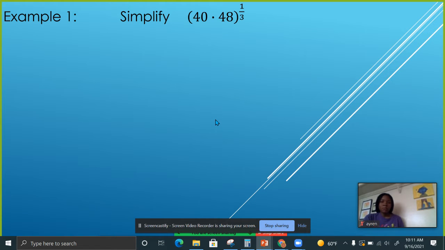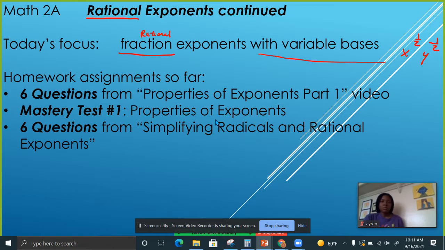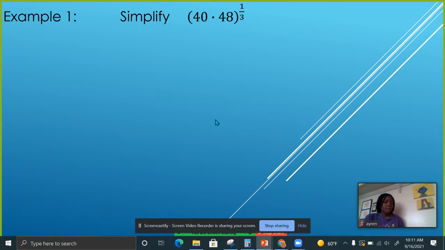Okay, so this is Thursday, September 16th, and we're going to call this lesson Rational Exponents Continued. Here's today's first example. So 40 times 48, all to the 1/3 power. So we know what to do with that 1/3 power. We're going to convert that to a radical sign, a third root radical, because it's a 1/3.